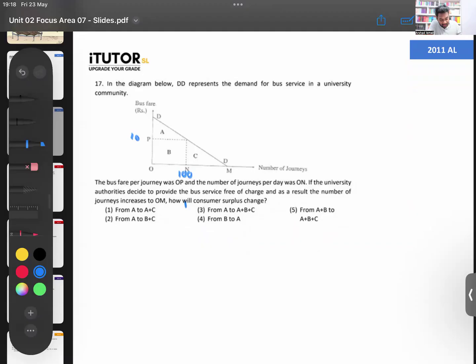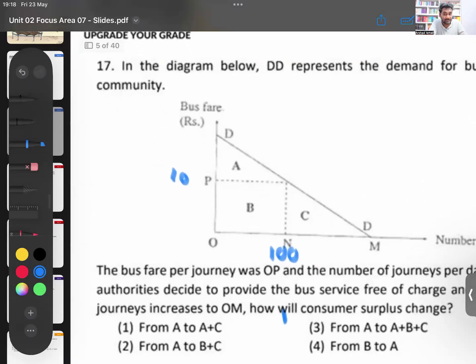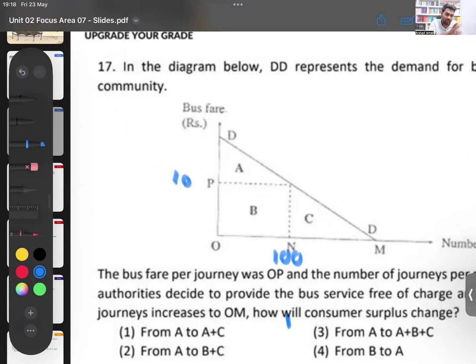Now, right now, which area represents consumer surplus? Right now, before they gave it for free. How do you find consumer surplus? Consumer surplus is the difference between what the consumer is actually paying and what he is willing to pay. What he is willing to pay is shown by the demand curve. He is actually paying OP, that is 10 rupees in my example. So the difference between what he actually pays and what he is willing to pay for the quantity they buy is called consumer surplus. So right now, consumer surplus is A.